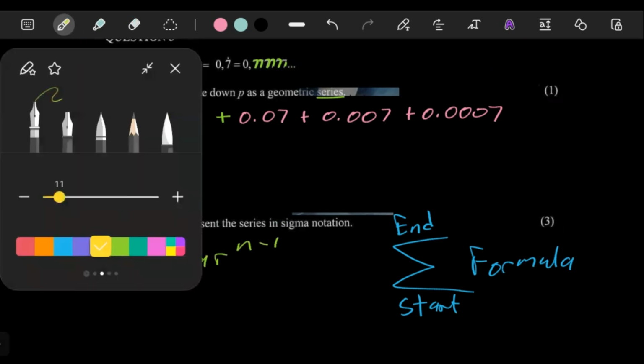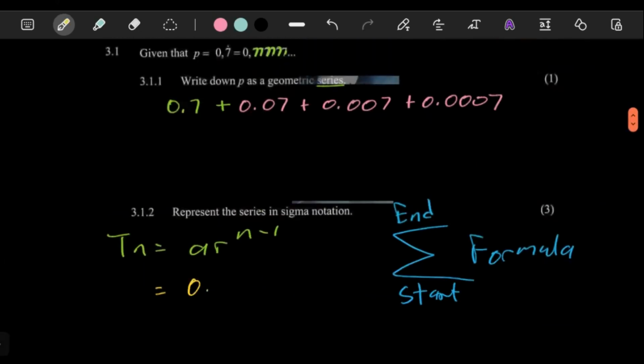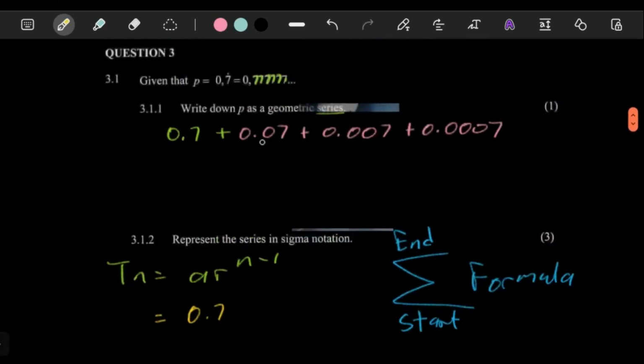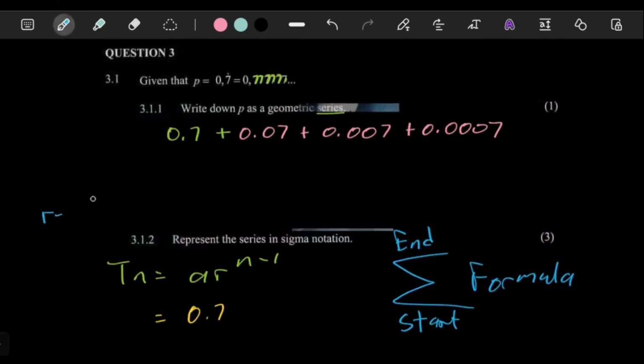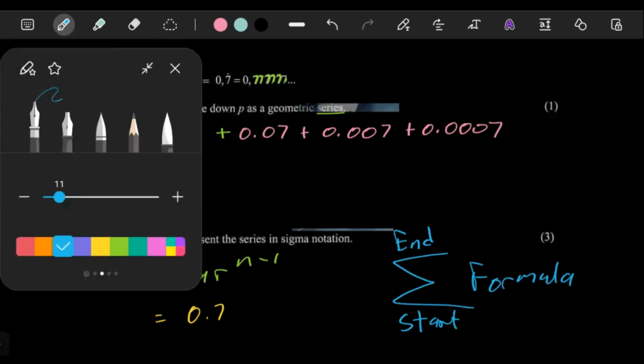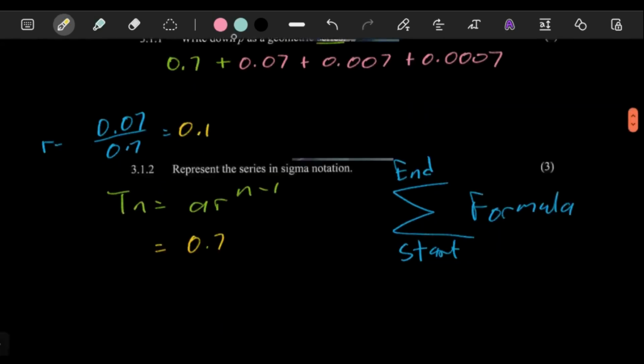Now the idea is the value of A is your first term, 0.7. R is just this divided by this. Let's get a value of R. Value of R is going to be 0.07 divided by 0.7. So with that in our calculator, it's just 0.1. So if R is 0.1, n is just n, because you're trying to get the general term.